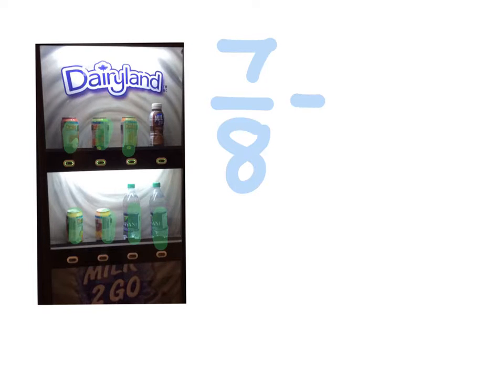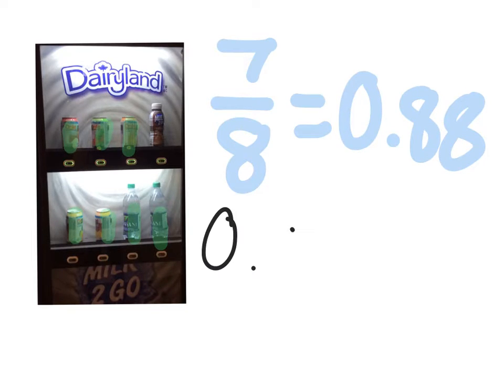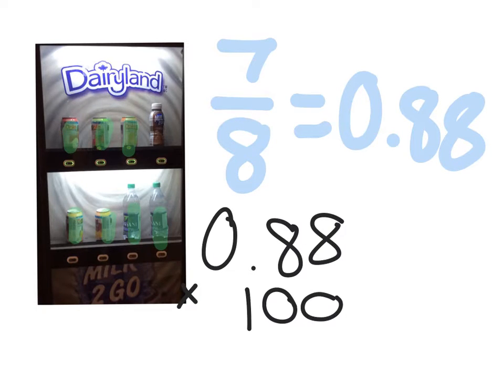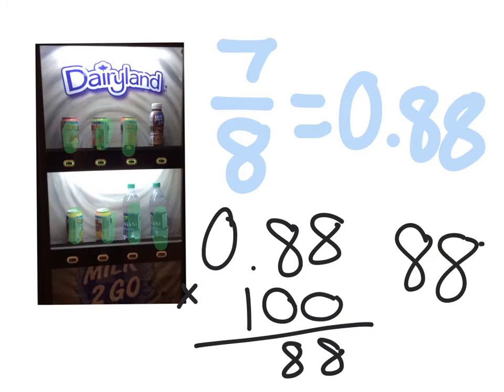Then you divide that, which would be 0.88. Now you're going to take 0.88 and times it by 100, which would be 88. So 88% of the things in the vending machine cost $2.